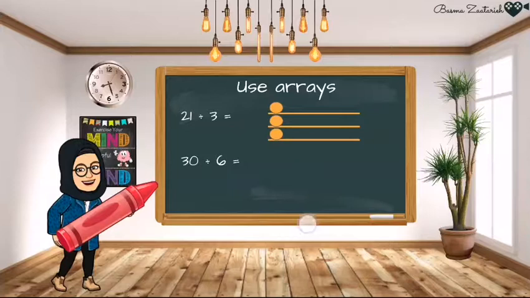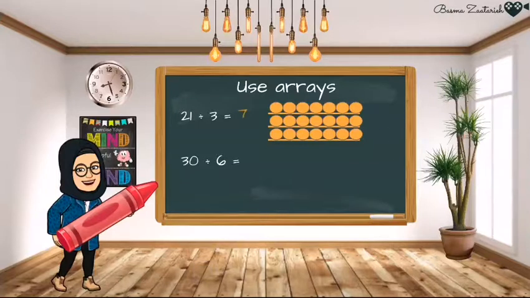I have 1, 2, 3, 4, 5, 6, 7, 8, 9, 10, 11, 12, 13, 14, 15, 16, 17, 18, 19, 20, 21, and I stop because the total is done. So now how many circles did I put in on each row? I'm going to count them. 1, 2, 3, 4, 5, 6, 7. So the answer is 7.